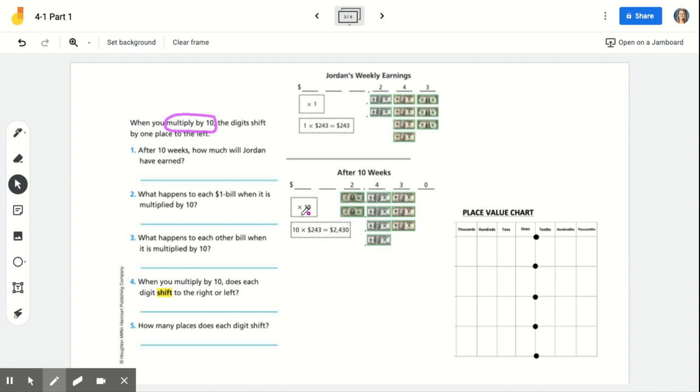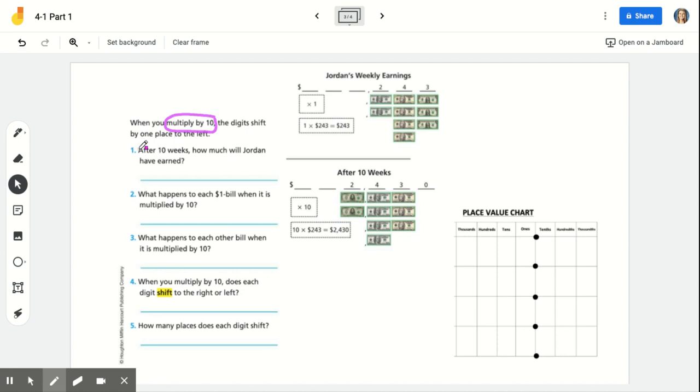Let's take a look at the multiplication sentence. 10 times 243 equals $2,430. All right, so let's take the book's word for it, and we will figure out how they came up with this in just a moment.